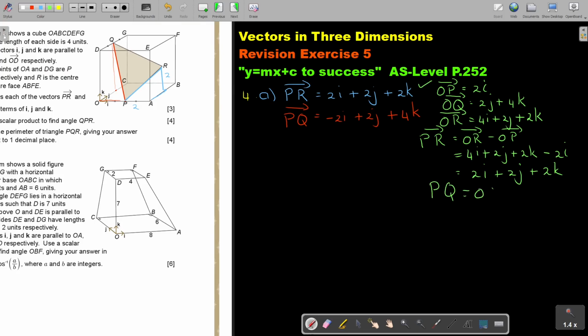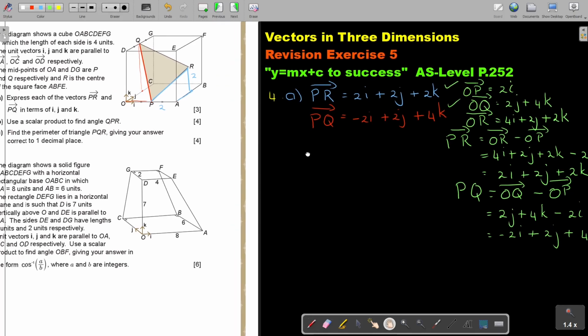And then PQ will be OQ minus OP. So OQ is 2j plus 4k, minus OP, 2i. So it's minus 2i, if I put it in the correct order, plus 2j plus 4k. Doesn't matter. But I personally don't think it's so difficult to see it on the picture. Okay, but let's move on.